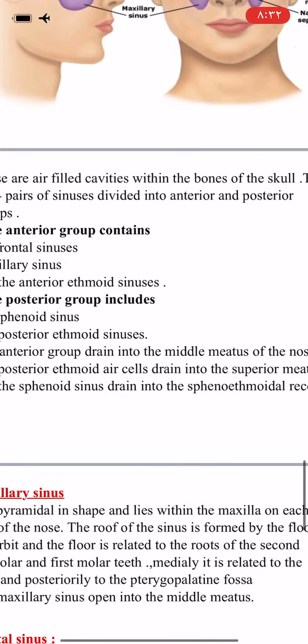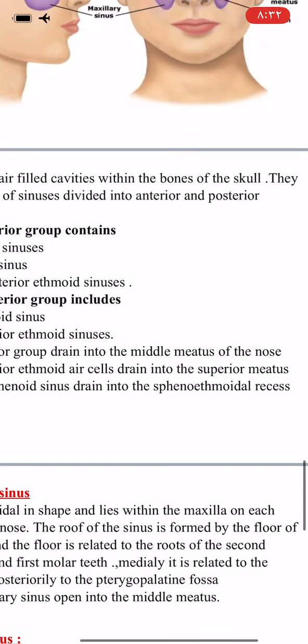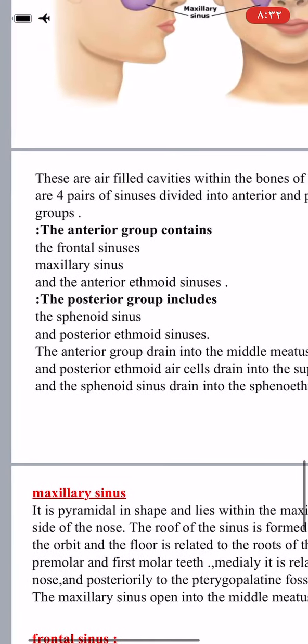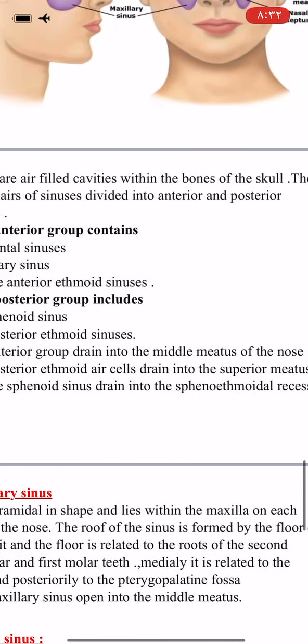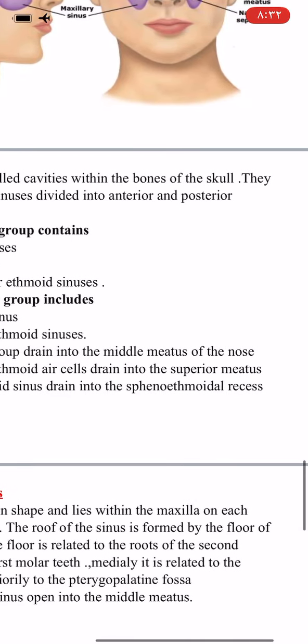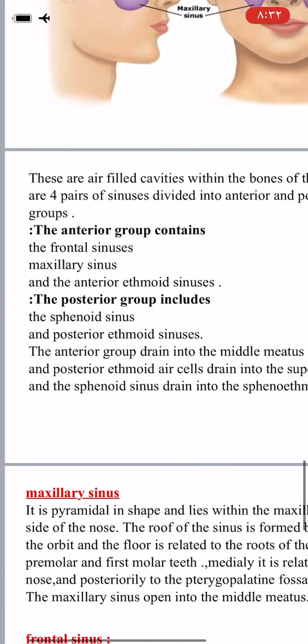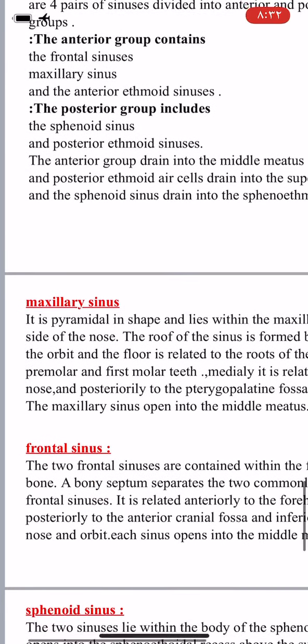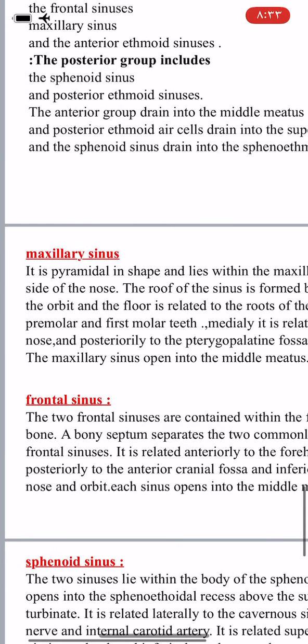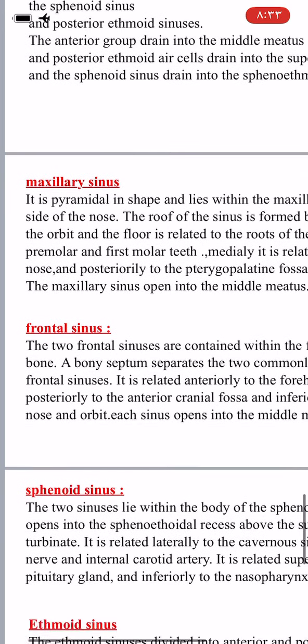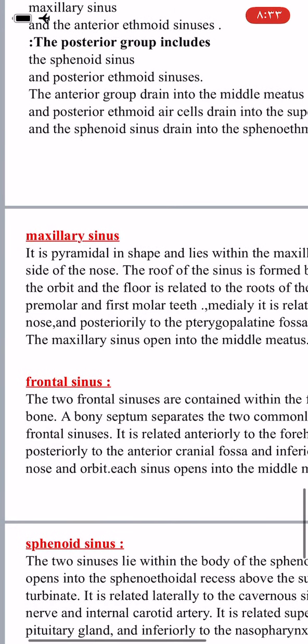The anterior group drain into the middle meatus of the nose, while the posterior ethmoid cells drain into the superior meatus, and the sphenoid sinus drains into the sphenoethmoidal recess. Now, a little bit about each of these sinuses.